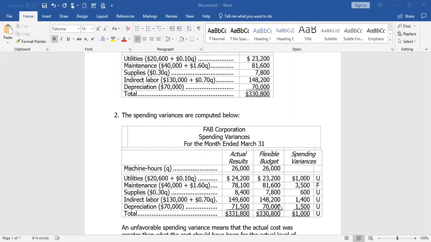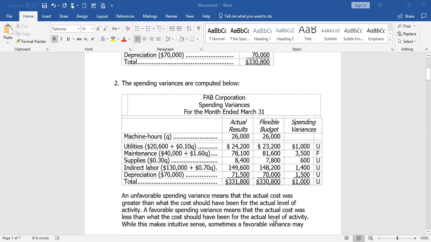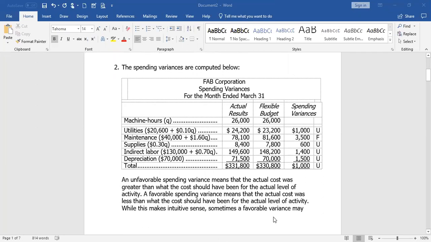So overall, when you add and subtract those items, individually you could see which ones were favorable, which are unfavorable, and overall. An unfavorable spending variance means that the actual cost was greater than what the cost should have been for the actual level of activity. So what the cost should have been is the flexible budget. A favorable spending variance means that the actual cost was less than what the cost should have been, or the flexible budget amount.